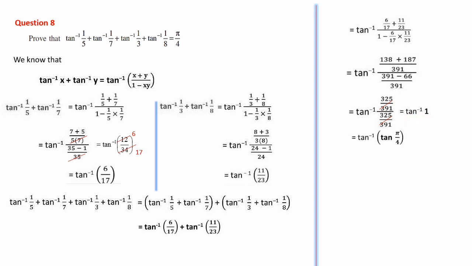So tan inverse of 1: this 1 can be replaced as tan pi by 4. Tan 45 degree value is 1. So this 1 can be written as tan inverse of tan pi by 4. Tan inverse of tan x is x itself. That is equal to pi by 4. So we have proved the statement and we have got the answer as pi by 4. That is our right hand side.